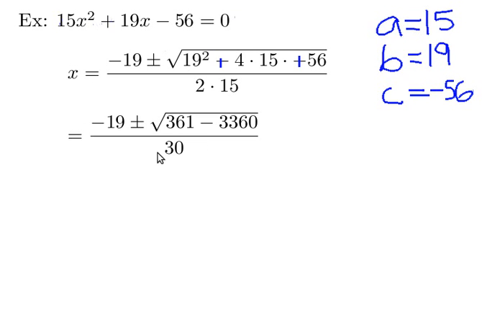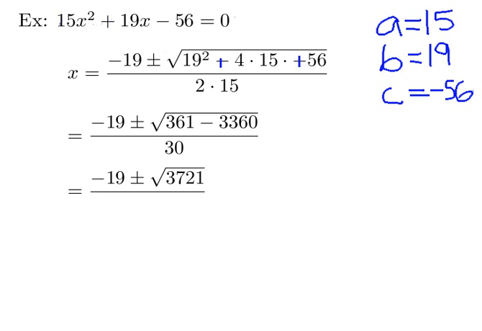Now we want to do just a little bit more simplification. So this is equal to negative 19 plus or minus the square root of 361 minus 3360. That's going to be 3721.